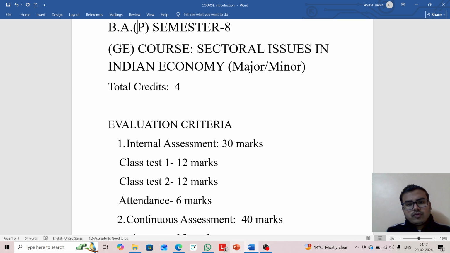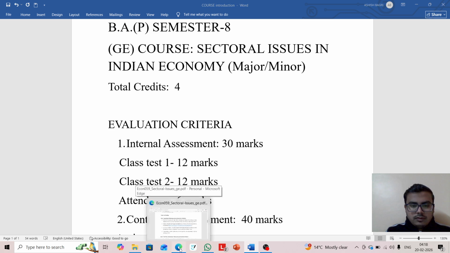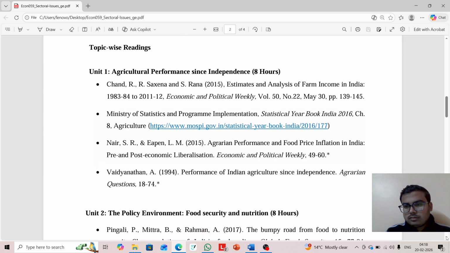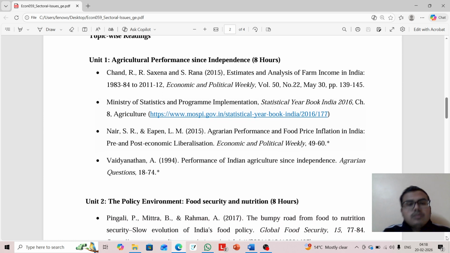So now let's move to the syllabus of our course. In sectoral issues in Indian economy, we mainly study two sectors, though we have in total three sectors: agriculture, industry, and services. But in this course, we mainly study the issues in the agriculture sector and the industrial sector.